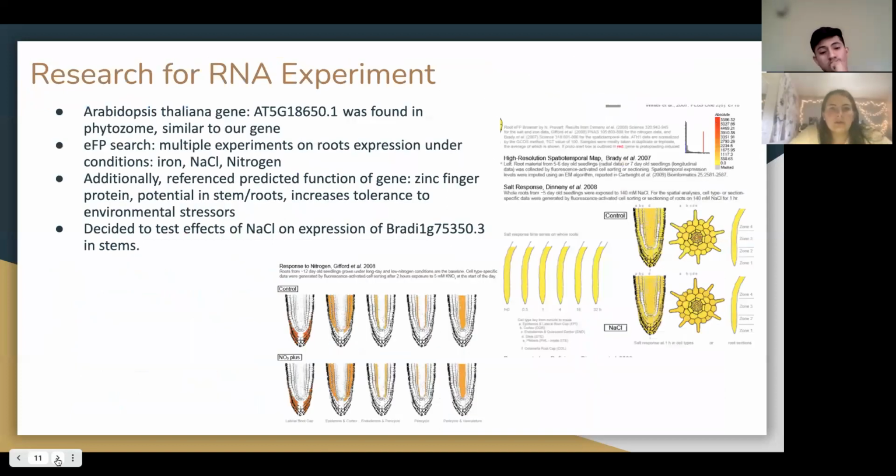We also researched to develop an RNA experiment. Specifically, we found a gene similar to ours in Arabidopsis thaliana, and through EFP, we found multiple experiments that changed NaCl, iron, and nitrogen concentrations and looked at the expression change in the roots of our gene. And we decided to test the effects of salt on our gene expression in stems.